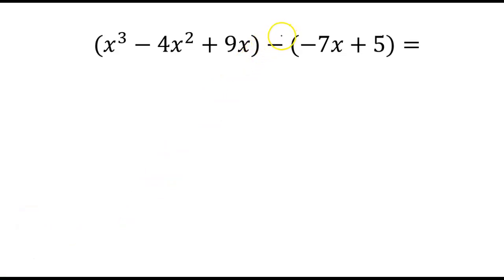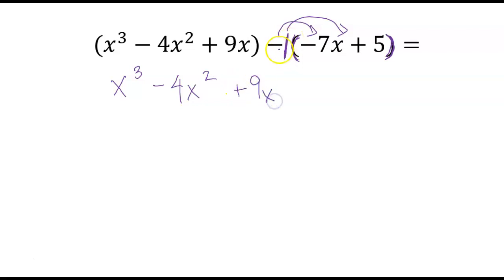Which operation is it asking me? This one is asking me to subtract. Now, it's asking me to subtract everything in this group, right? These are a grouping symbol, and they're saying take this group and subtract it from the first one. So because of that, one way to think about it is this is a -1 out front, and I'm going to distribute that -1 into the parentheses first before I do the operations. So I would have x to the third minus 4x squared plus 9x, and then if I have -1 times -7, that becomes plus 7x, and then -1 times +5 becomes -5.